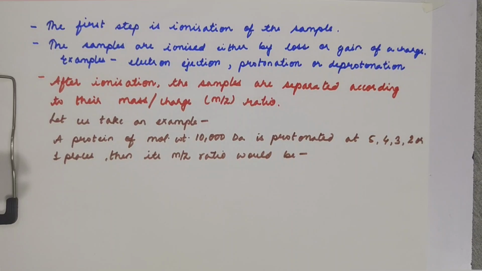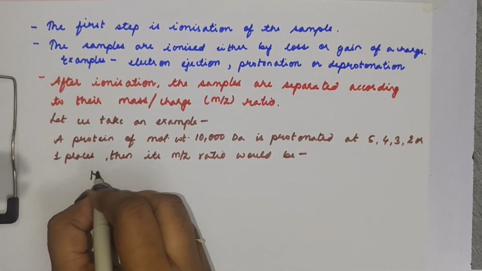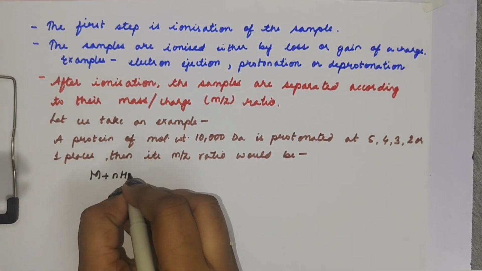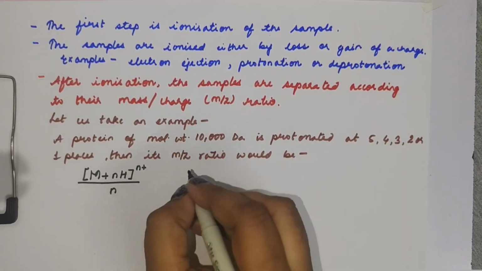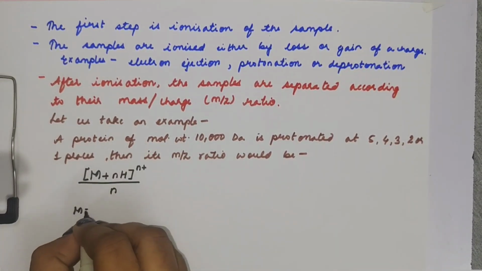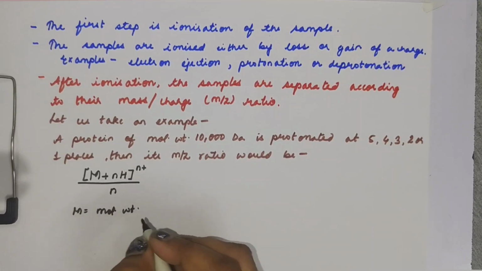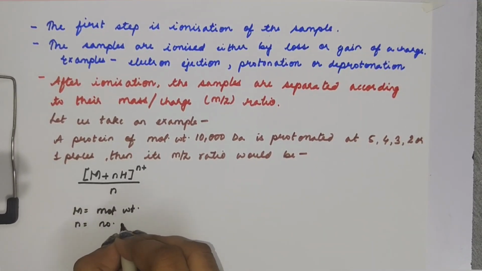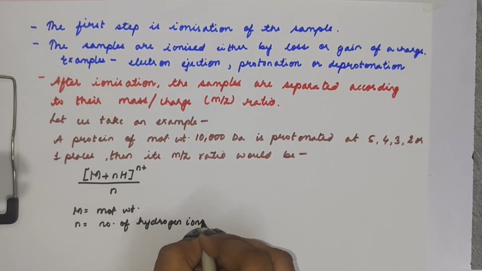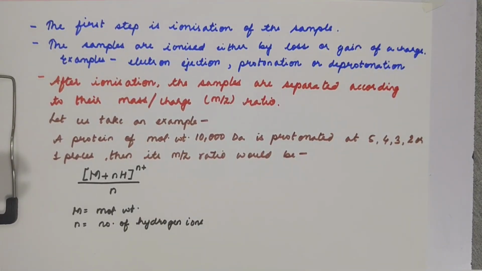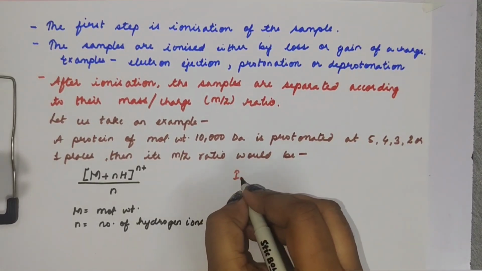Then how will we calculate the M by Z ratio? Let us see. This is the formula which will be applied for calculating the M by Z ratio, that is (M plus NH) upon N, where M is the molecular weight of the protein, N is the number of hydrogen ions, which means the number of protons which are attached to the protein.